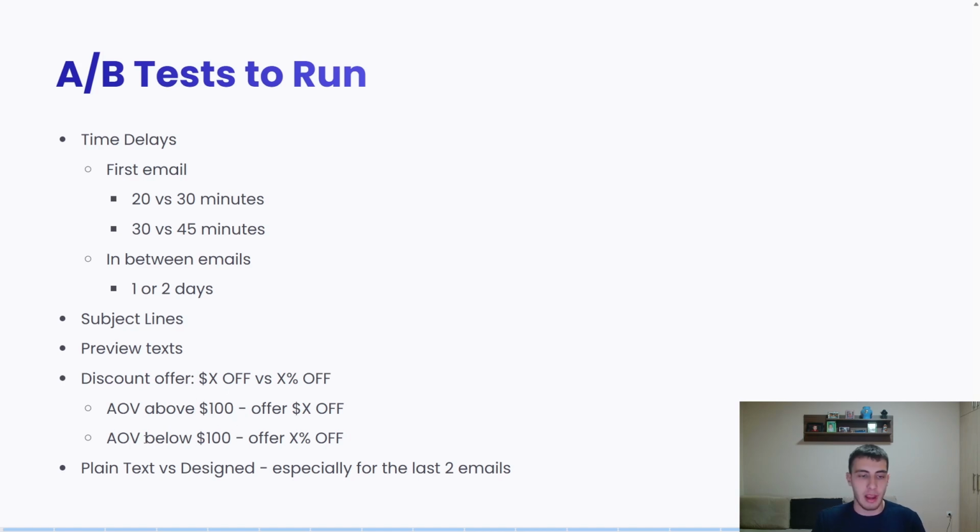On the other hand, if your AOV is below $100, you're probably going to want to give X% off because let's say your AOV is $80 and you give 15% off, you can either give like $12 off or 15% off, right? Which means that 12 is a smaller number than 15, which makes people perceive it as less valuable, right?